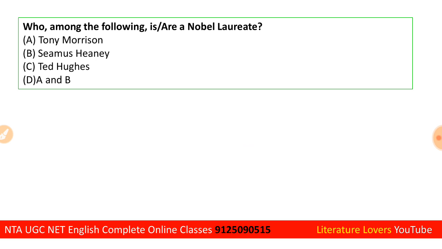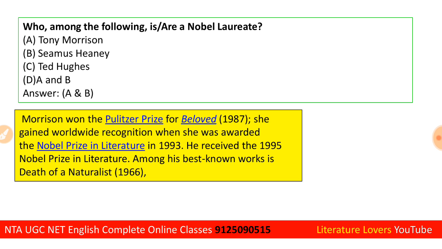Who among the following is a Nobel laureate? Toni Morrison, Seamus Heaney, Ted Hughes, or A and B? So do select the right answer, please, learners. Here is the correct answer, learners. Toni Morrison won a Pulitzer Prize for Beloved in 1988. The work Beloved was published in 1987, but in the next year she received a Pulitzer Prize. And let us see Seamus Heaney. He is famous for his modern translation of Beowulf, the first epic in English literature. The translation appeared in 1999, and he is also known for a poem series named Naturalist. Morrison received a Nobel Prize in 1992. So learners, yes, Seamus Heaney and Toni Morrison, so A and B is the correct answer.